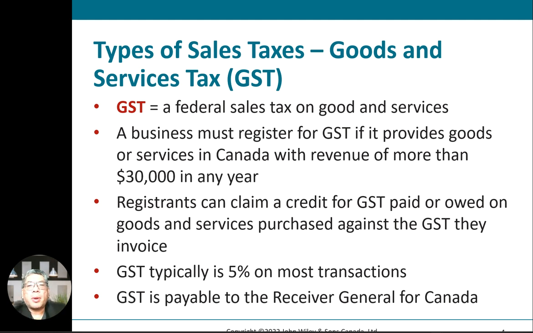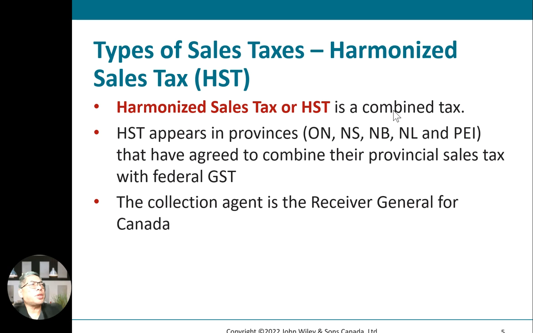GST is typically 5% on most transactions. GST is payable to the Receiver General of Canada. HST, which is a combined tax, applies in Ontario, Nova Scotia, New Brunswick, Newfoundland, and PEI. These are the provinces that combine their provincial sales tax with the general GST. The collection agent for this is the Receiver General of Canada.